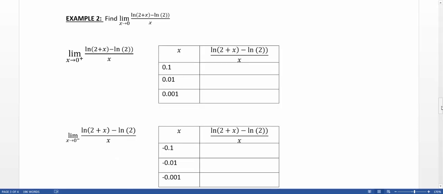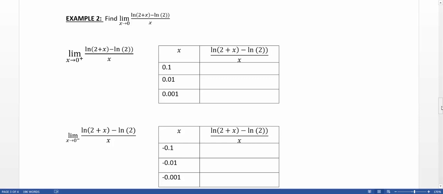Now let's look at another example where the function is a little bit more complicated and the answer may not be as obvious as the last one. So here we want to find the limit as x approaches 0 of the natural log of 2 plus x minus the natural log of 2, all divided by x. Notice that if you tried to plug 0 in, which we don't want to do because with limits we approach and we never plug in, you're going to end up with a 0 in the denominator. So that means we can't even just plug in to try to figure out what the limit's going to be.